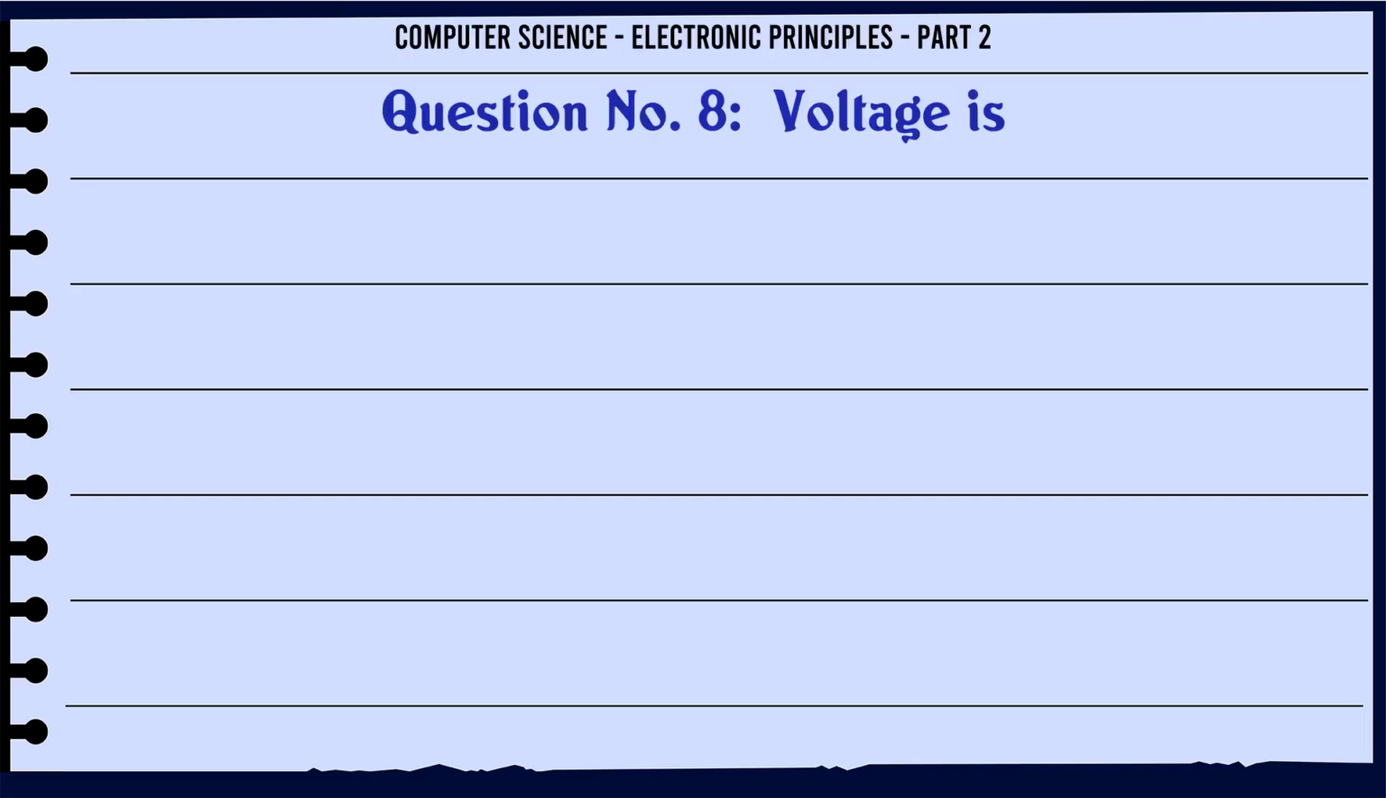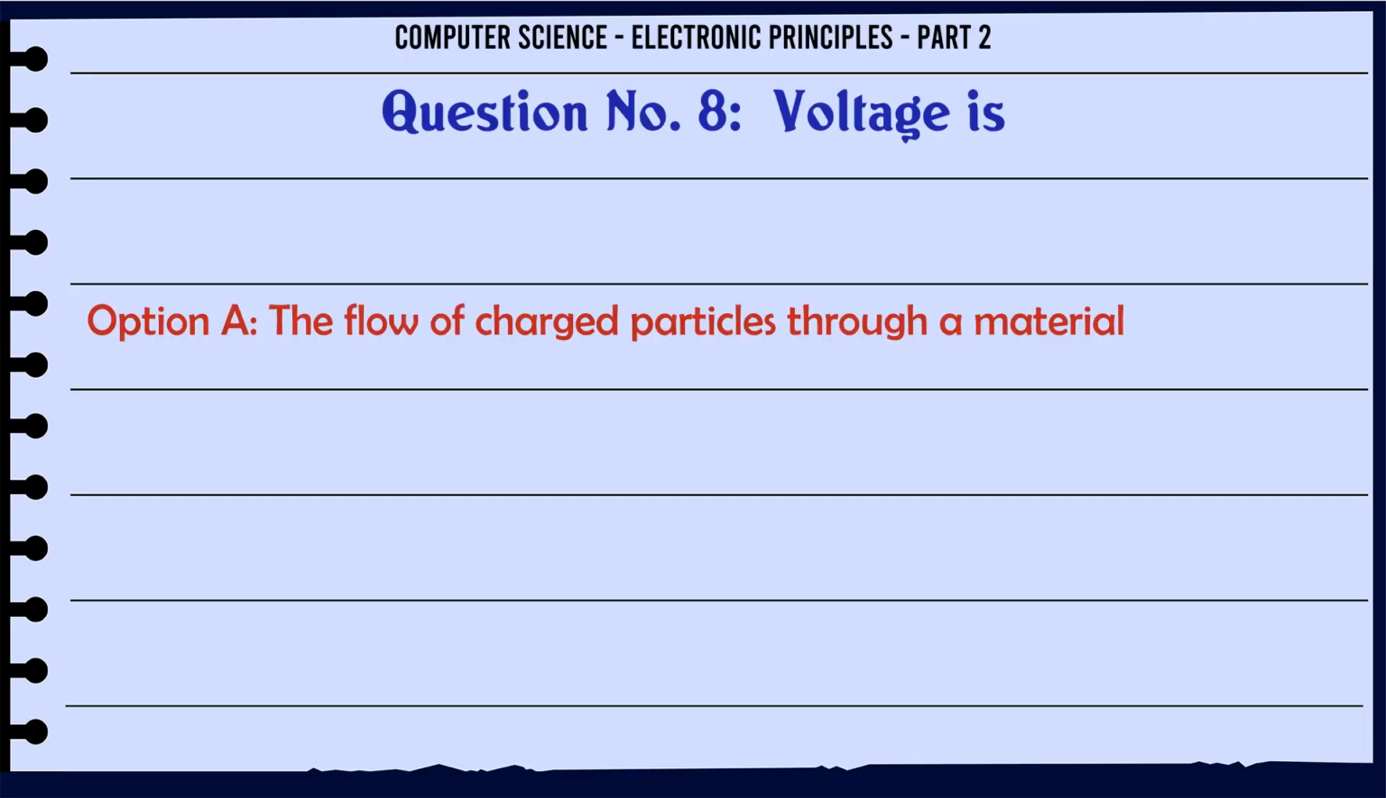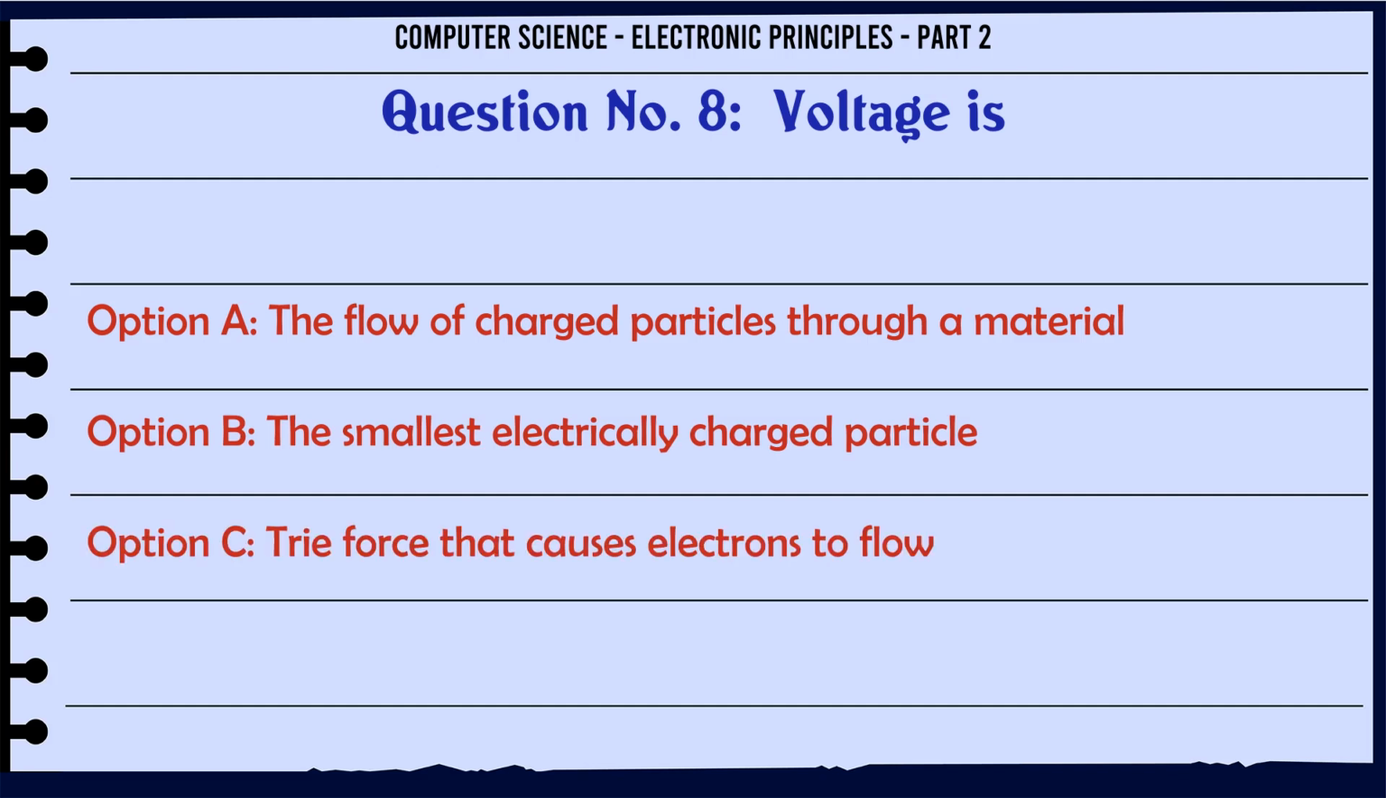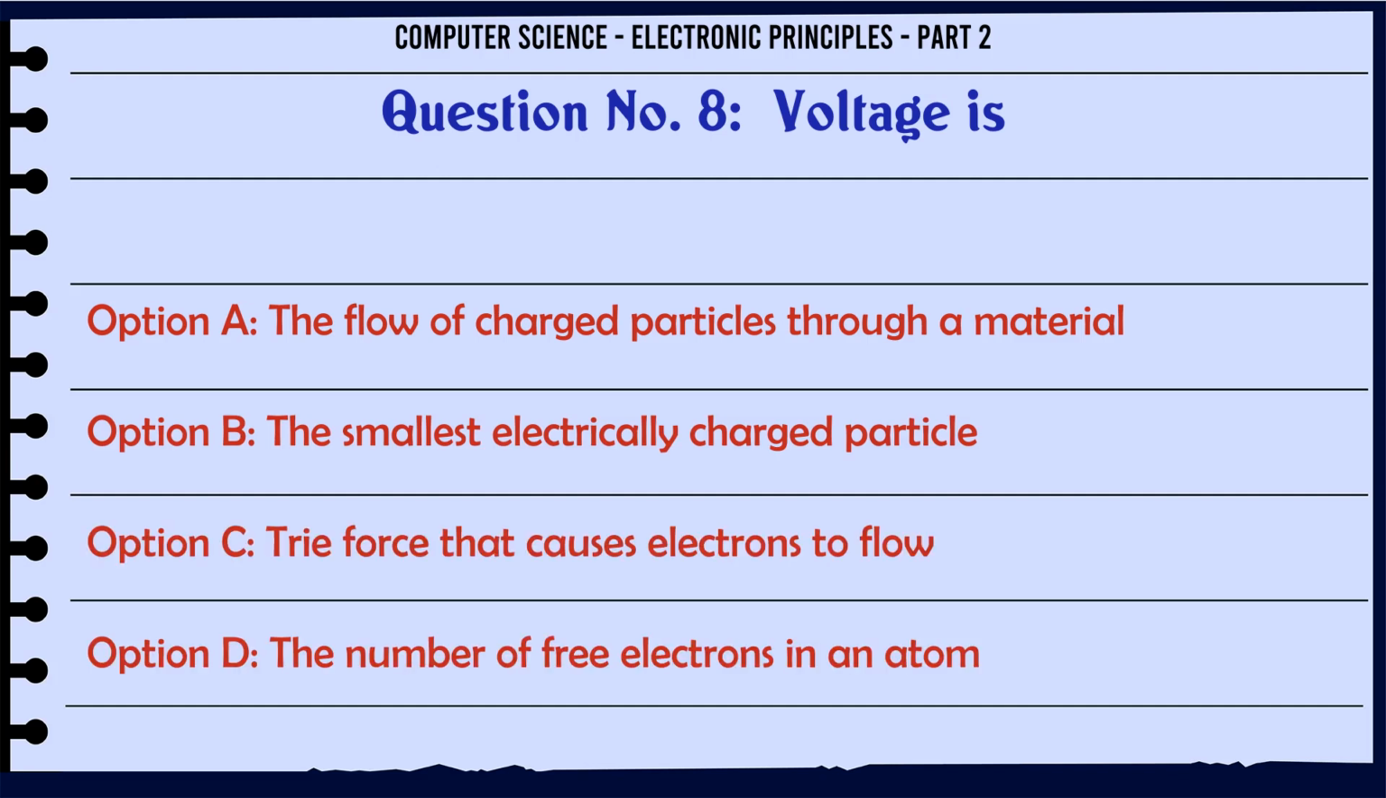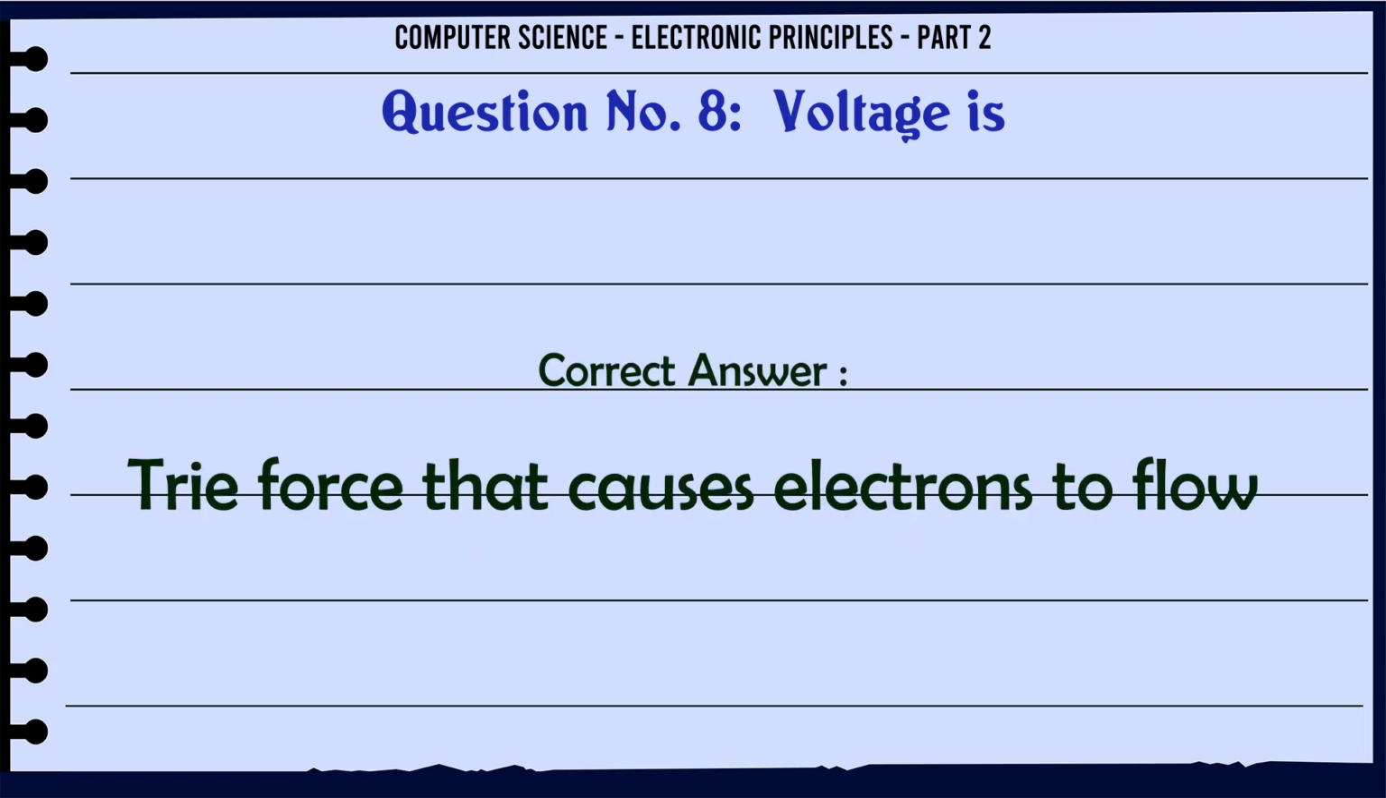Voltage is A. The flow of charged particles through a material. B. The smallest electrically charged particle. C. Force that causes electrons to flow. D. The number of free electrons in an atom. The correct answer is force that causes electrons to flow.